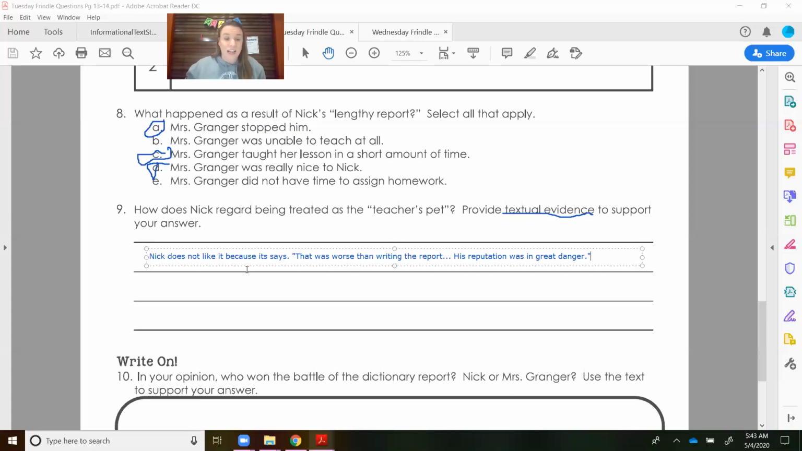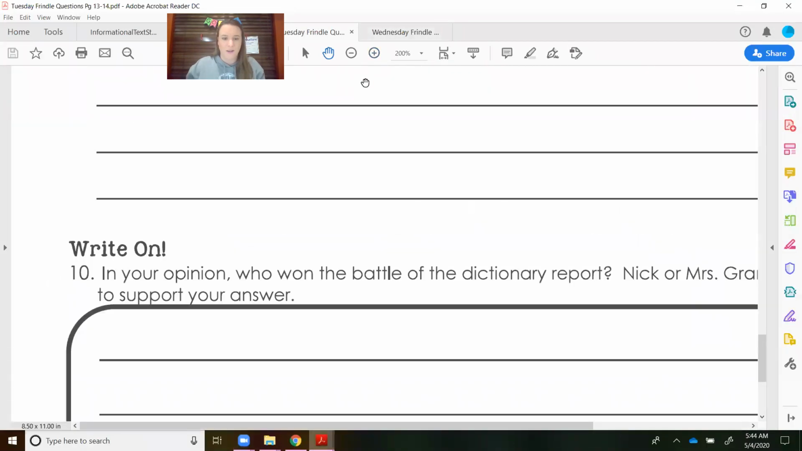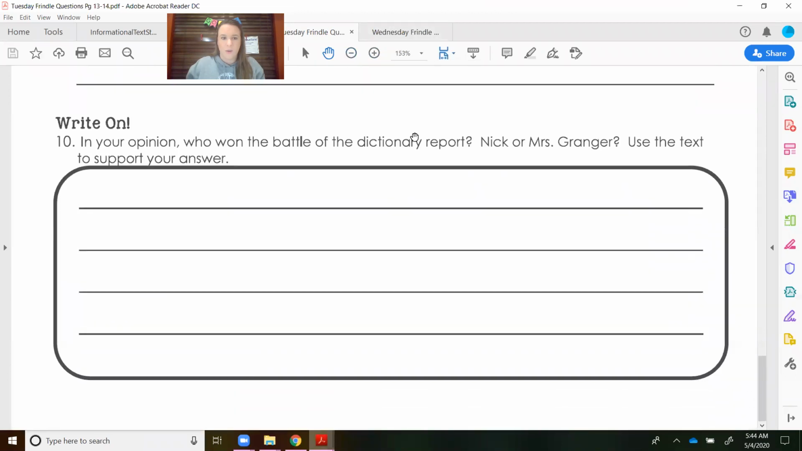All right, last question. Again, it's another open-ended question, but this one is an opinion. And even though it's an opinion, you still need to support your answer with text evidence. All right, so I'm going to clear this one off and go to that last question. I'm going to zoom in bigger, so hopefully that helps with the text, being able to see it a little bit so it's not so small. So in your opinion, who won the battle? You can say Nick or Mrs. Granger, you're not right or wrong, but it says use text to support your answer once again. So who won the battle?